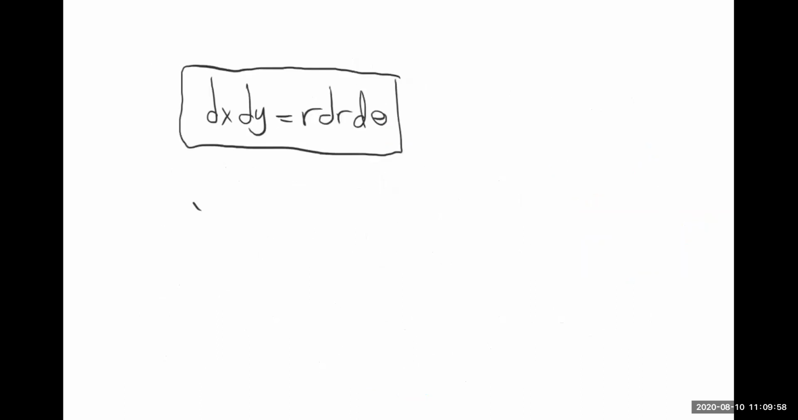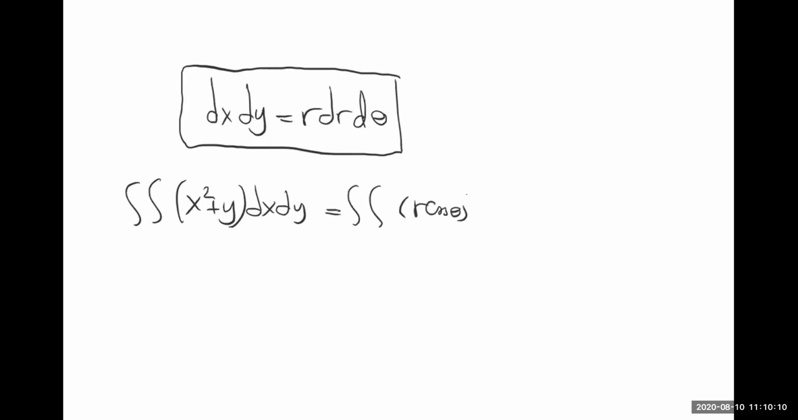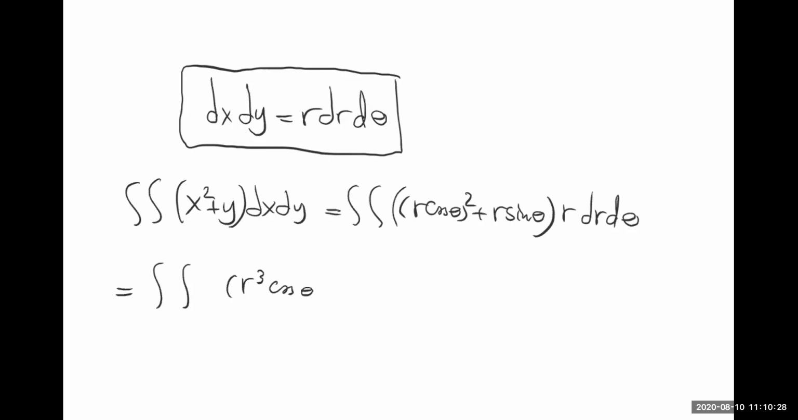Okay, so I have this function x squared plus y dx dy. I should take its integral. It would become the double integral of r cosine theta squared plus r sine theta, the whole thing times r dr d theta, which is equal to r cubed cosine theta squared plus r squared sine theta dr d theta.